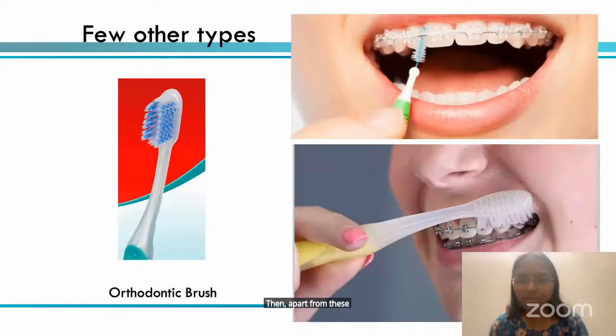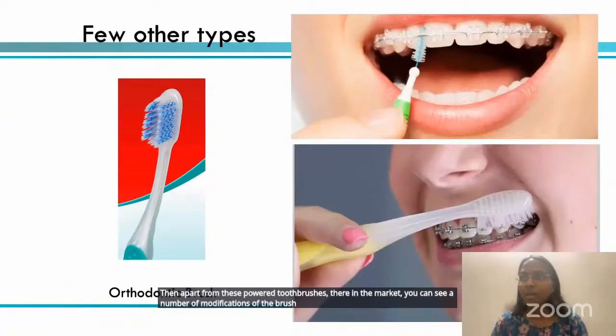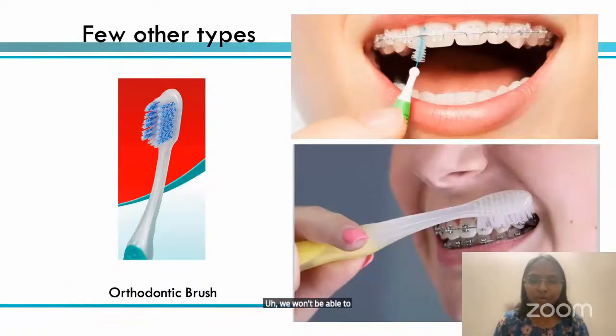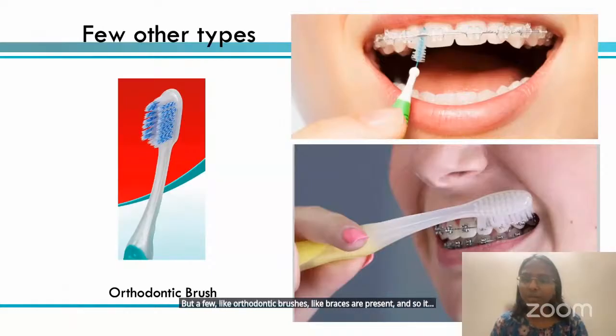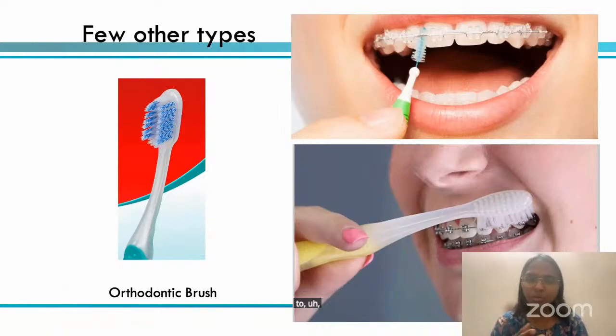Then apart from powered toothbrushes, in the market you can see a number of modifications of the brush, and we won't be able to discuss all of them, but a few, like orthodontic brushes. With braces present, you need a lot of manual dexterity to clean the teeth. So this modification of orthodontic brushes helps us better clean in between the braces, and then there are also interdental brushes, which can clean through the areas where food and debris get stuck.